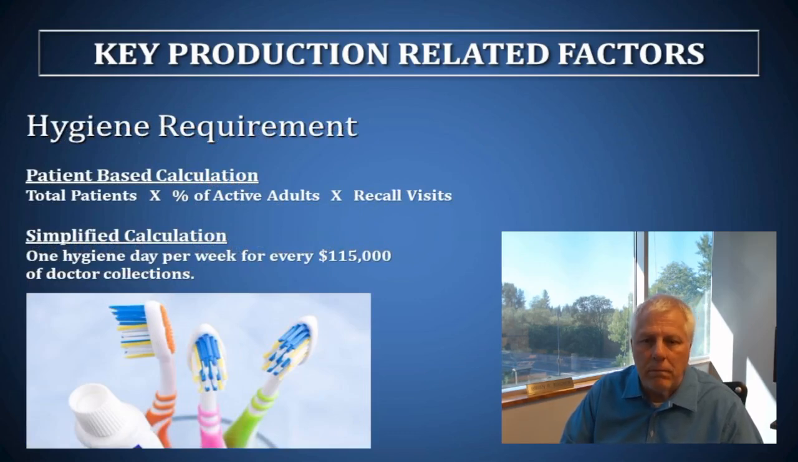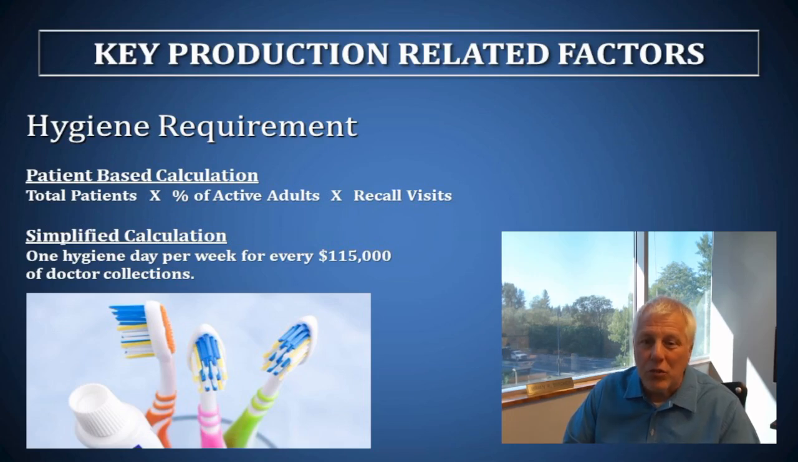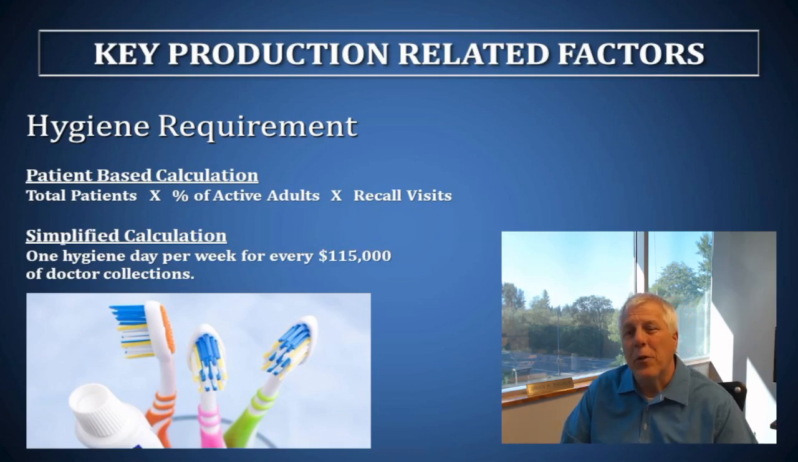Hygiene requirement. This is just a calculation. Again, we go through more detail in the webinar. But you can look at your patient base and what's your percentage of active adults, and what's your average recall visits. So your percentage of active adults, you'll break that down between perio and regular. And the regular, it's 2 visits, and the perio, it's 3 to 4. So maybe you do 3.5. You just kind of do the math and say, okay, here's how many visits I need.